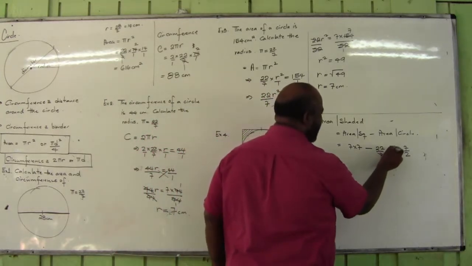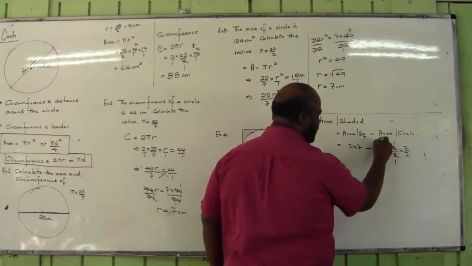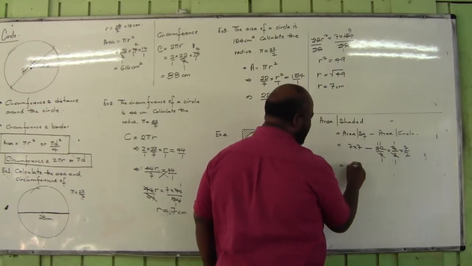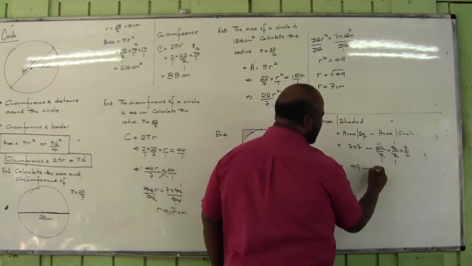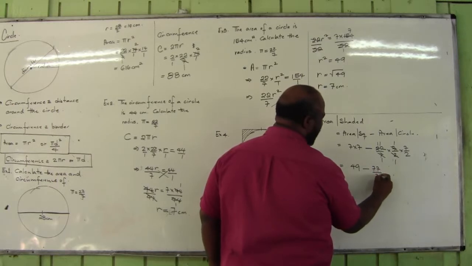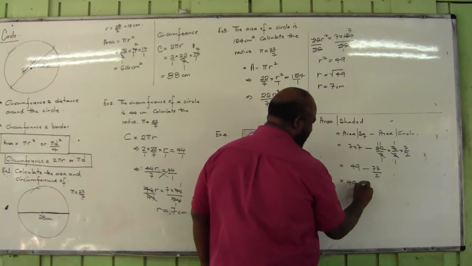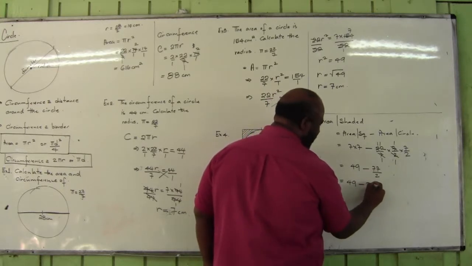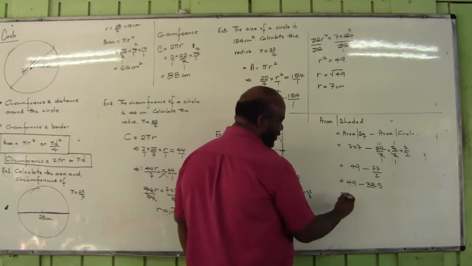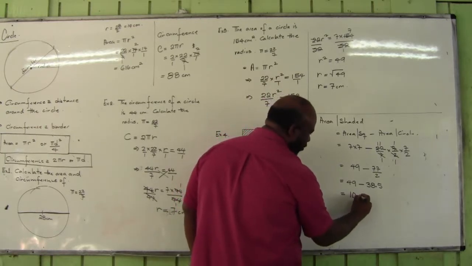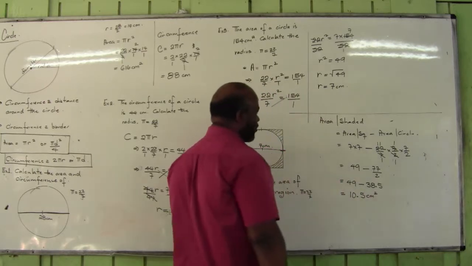So the 7 here cancels the 7 here. 2 here cancels this, 11. So what we have here is 49 minus 11 times this, which is 77 over 2. So this becomes 49 minus 38.5. The answer here seems to be 10.5, and this is centimeters squared.